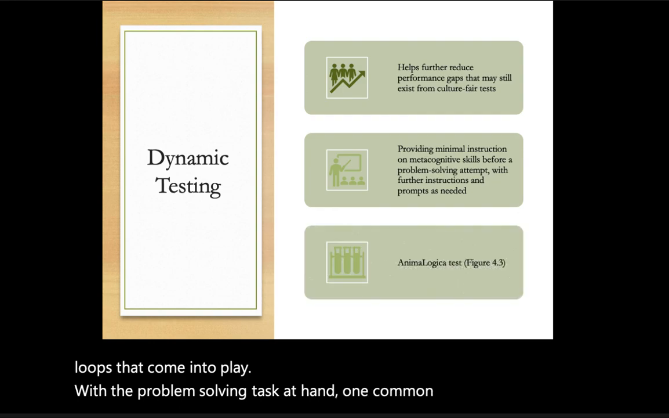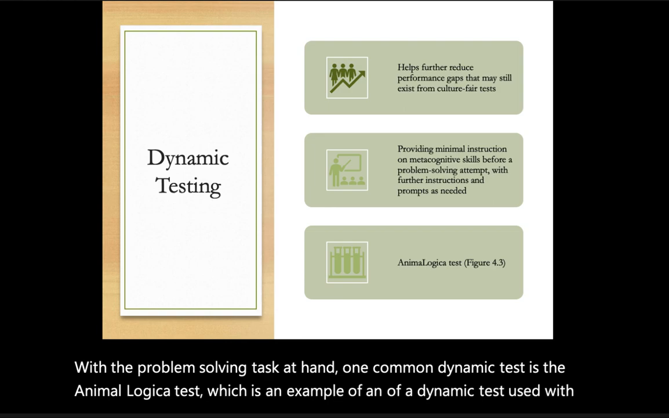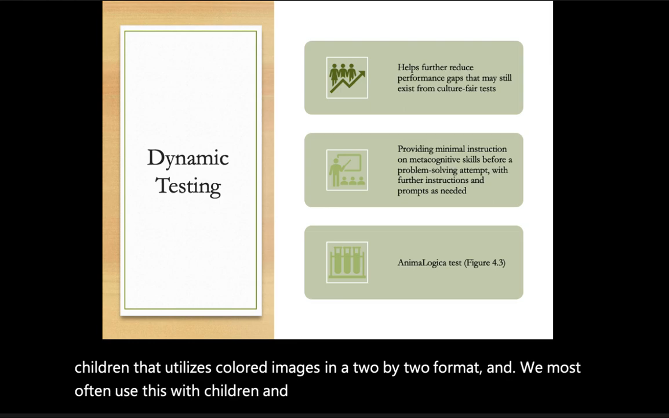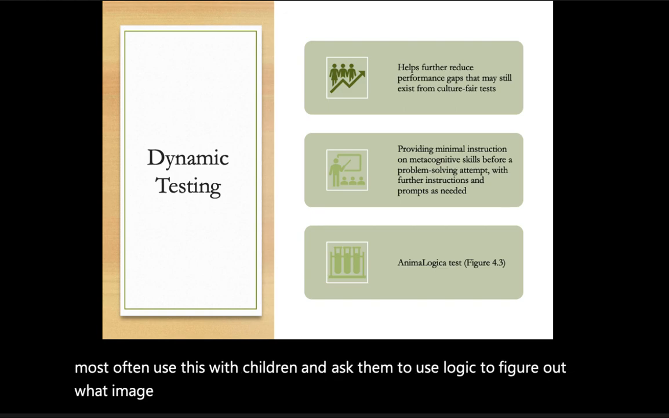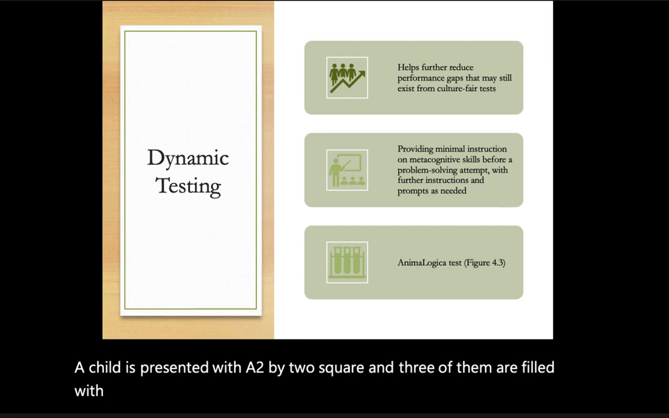One common dynamic test is the Animalogica test, which is an example of a dynamic test used with children that utilizes colored images in a 2x2 format. And we most often use this with children and ask them to use logic to figure out what image is missing from a set of other images. So most often a child is presented with a 2x2 square and 3 of them are filled with pictures of animals. And we ask them to ascertain what the missing figure is in that image.